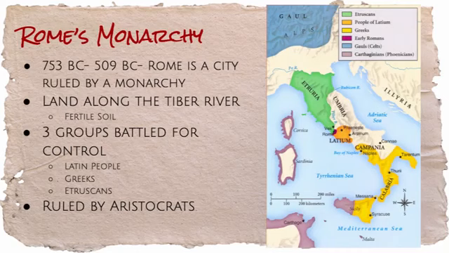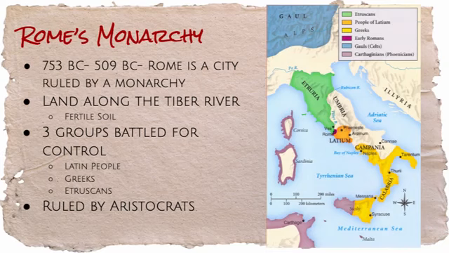So, Rome began in 753 BCE, and it was founded by twin brothers, Romulus and Remus. If you're interested in that, go ahead and read that myth somewhere else. It was a city founded along the Tiber River, right in the middle of the Italian peninsula, along the Mediterranean Sea. When it was first established, it was ruled as a monarchy, meaning that there was a king.